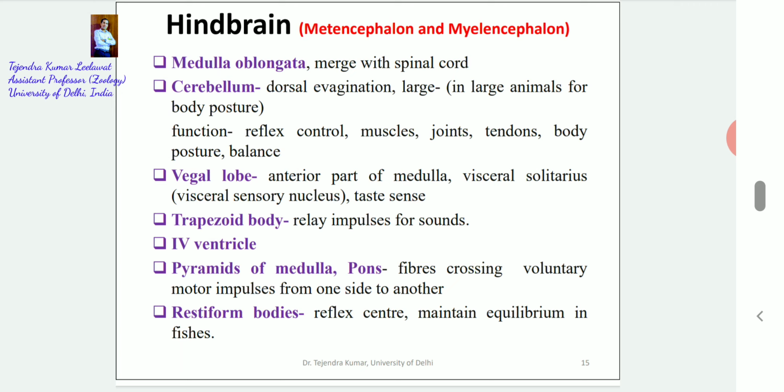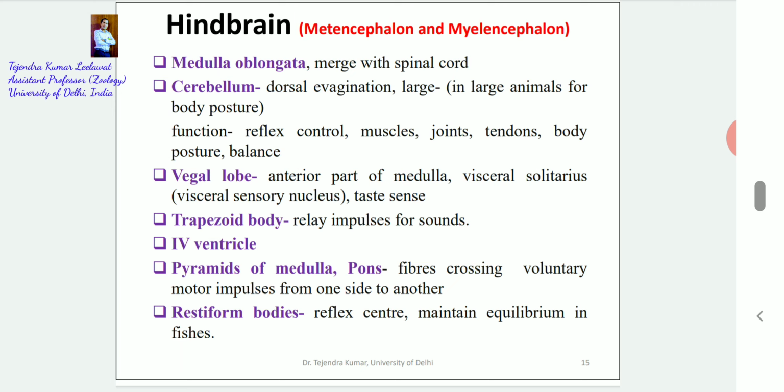Next one is the trapezoid body. The trapezoid body relays some impulses for sound. The fourth ventricle is here. As I discussed in the first slide on the parts of the brain, the first, second, and third ventricles were present in the telencephalon and diencephalon, whereas the fourth ventricle is present in the hindbrain. So there are four types of ventricles.